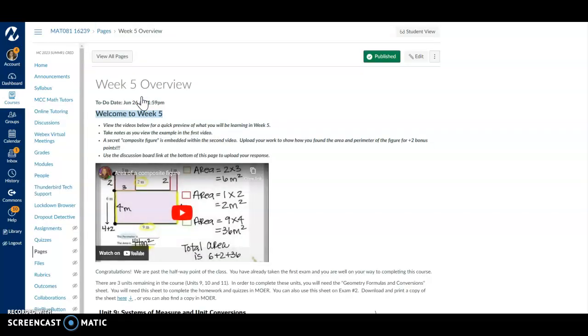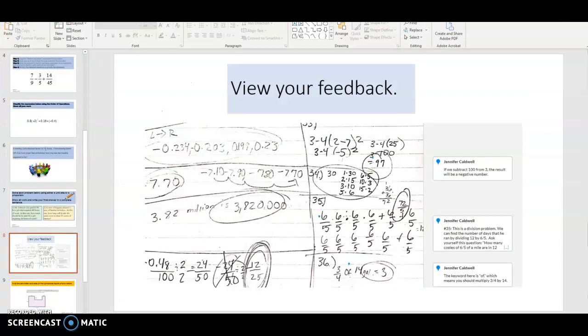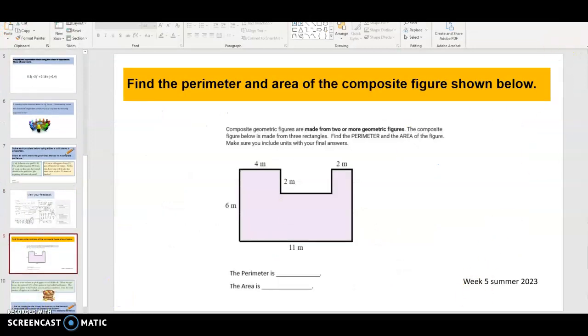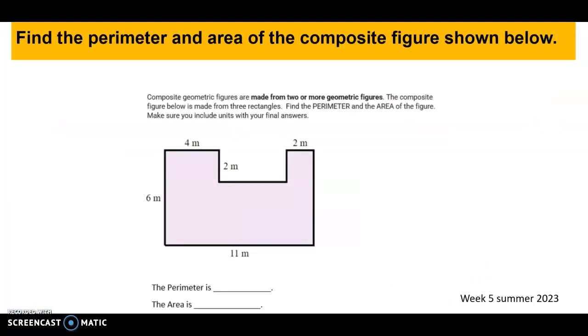All right, so in the week 5 overview page, hopefully you've already watched the first video, which teaches you how to find the area of a composite figure. And now here comes the secret question. I'm going to give you an example of another composite figure. Here it is. And what you're going to do is find the area and perimeter of this composite figure.